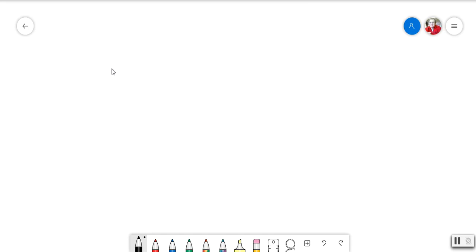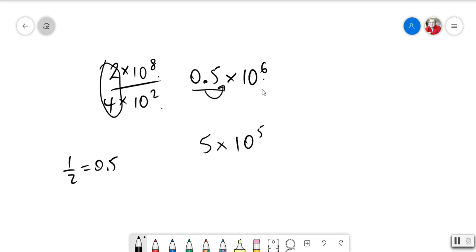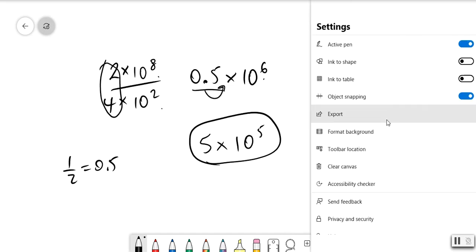If you had 2 times 10 to the 8th over 4 times 10 to the 2nd, 2 over 4 is a half, which is 0.5. So that gives you 0.5 times 10 to the 6th, because 8 minus 2 is 6. The mantissa is not okay. You got to go to the right so that it's 5. And if you go to the right, this guy goes down 1. So that's your final answer. Got to watch that.